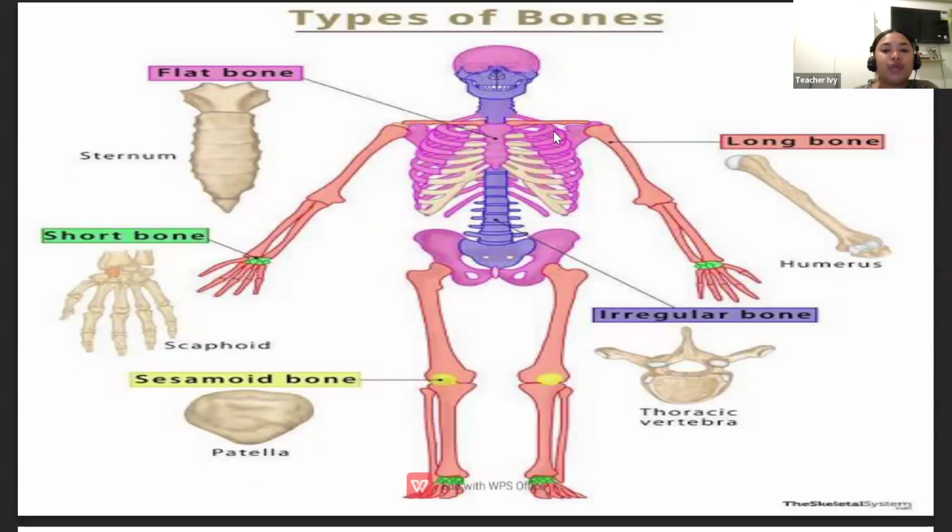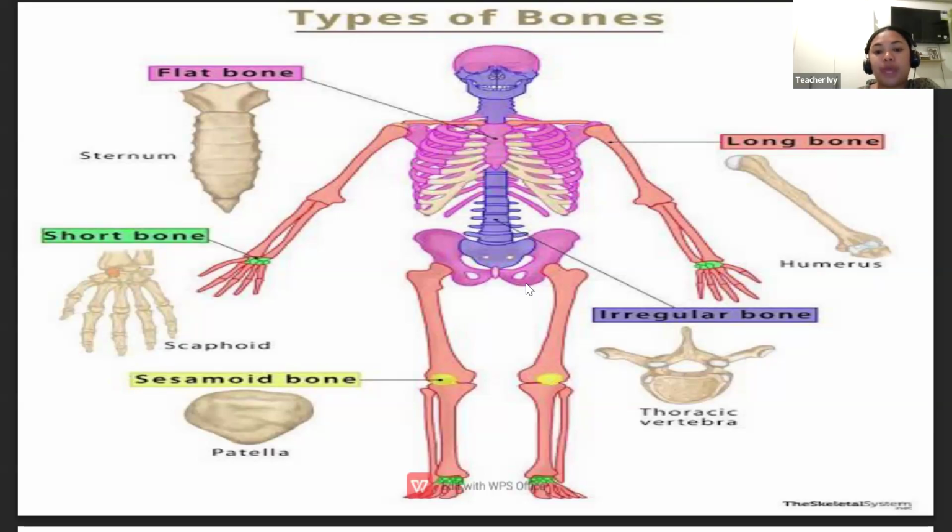We have your ribs, which is also a flat bone because it is in color pink and it is flat in nature. We also have the vertebrae here. This is a rib, okay? Sorry, it's not a vertebrae, it's a rib. At the back of your anterior ribs, you have the posterior ribs that is also a flat bone.